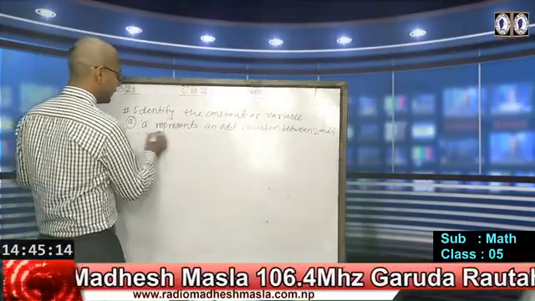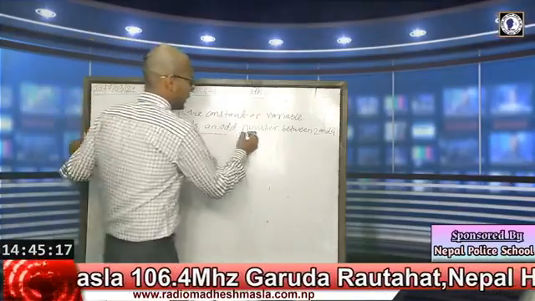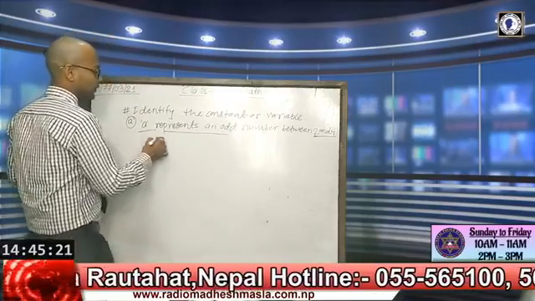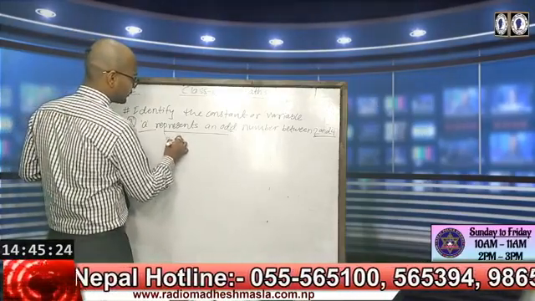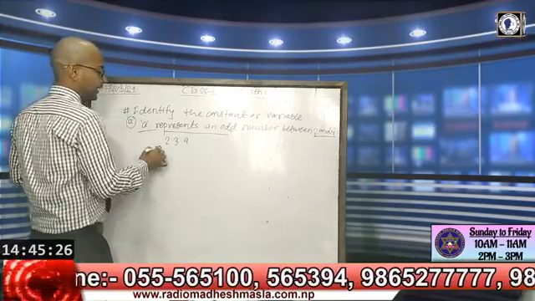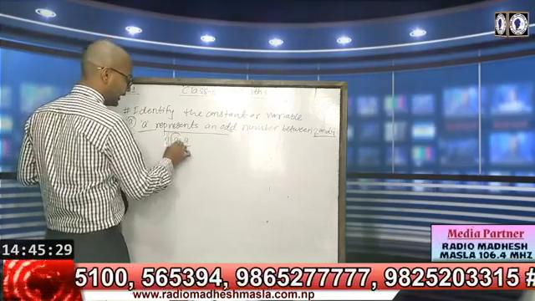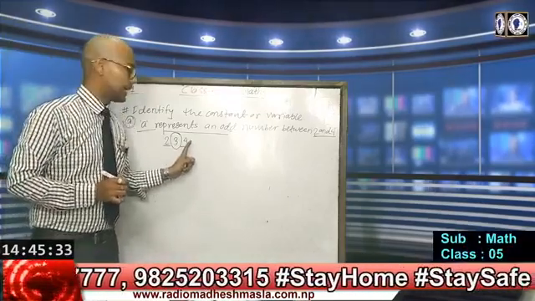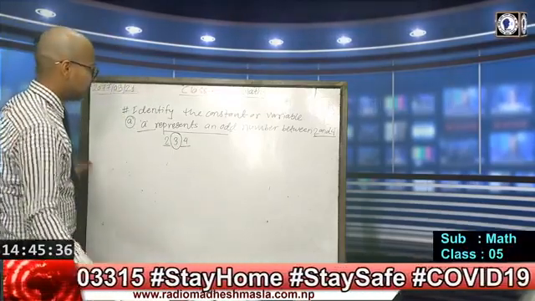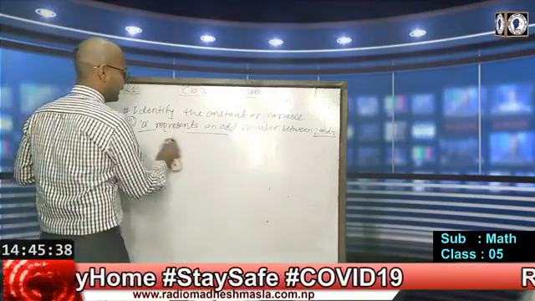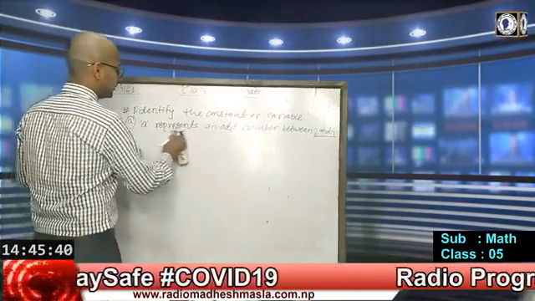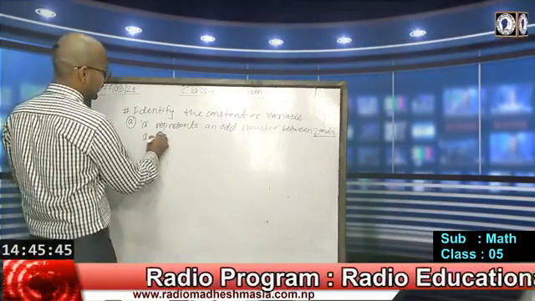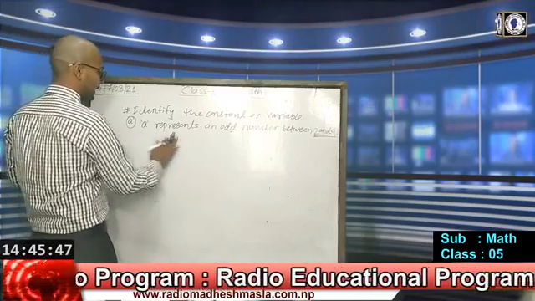So here, A is equal to the odd number between 2 and 4. Just count 1, 2, 3, 4. Between 2 and 4 there is only one number, and that is 3. So the value of A is only 3. We can write A is equal to only 3.